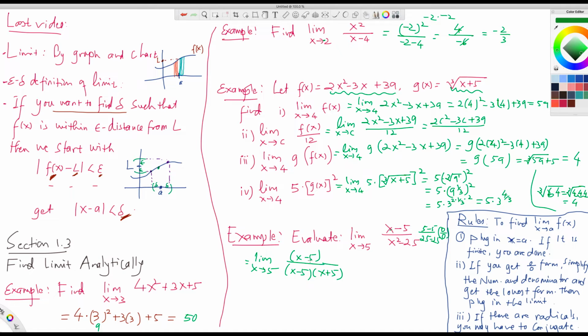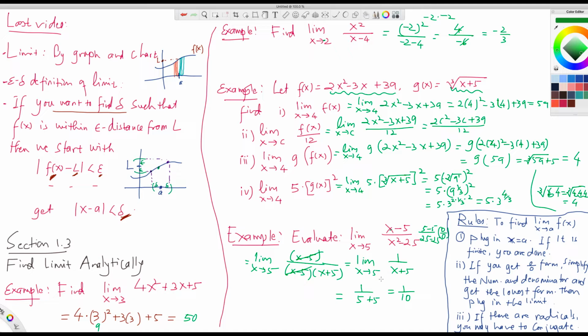You see that? Now this is x minus 5 divided by x minus 5 is 1. You can cancel that out. And what is left is limit x tends to 5, 1 over x plus 5. Okay? So now the next step is to just plug in x equals 5 there. 1 over 5 plus 5 is 1 over 10.